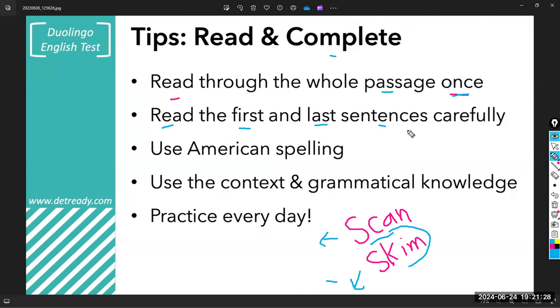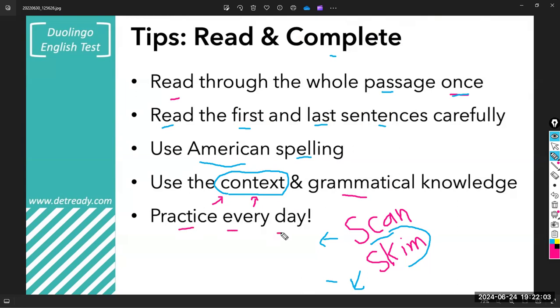Okay? As I told you before, you have to use American spelling. And you have to use context clues. This is extremely important. I have to explain this. What do I mean by context clues? And why are context clues really helpful? Don't forget grammar. Grammar is extremely important, okay? And absolutely, practicing every day is really important.